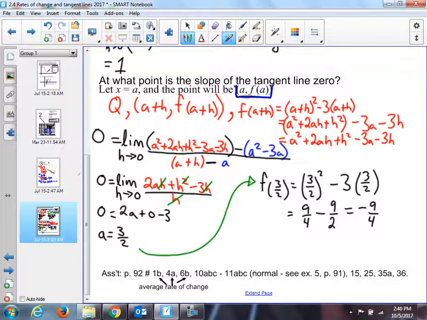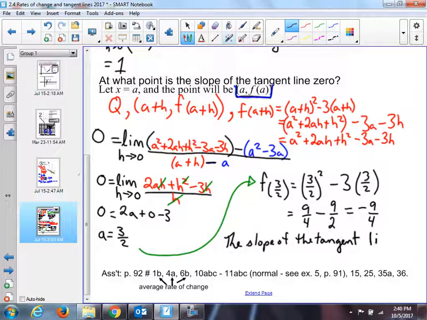Hang on, I'll just write this down first before I lose my train of thought. Okay. The tangent at 3 halves, negative 9/4.